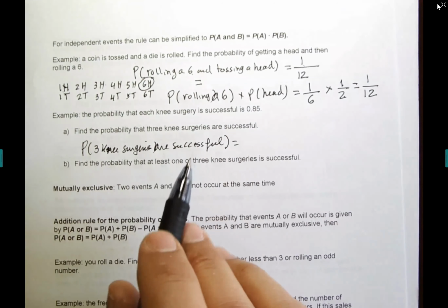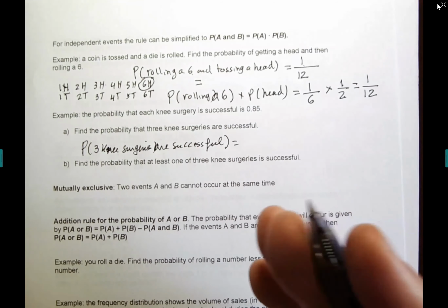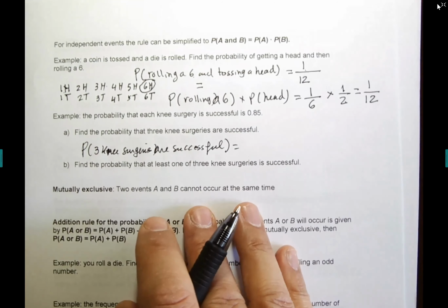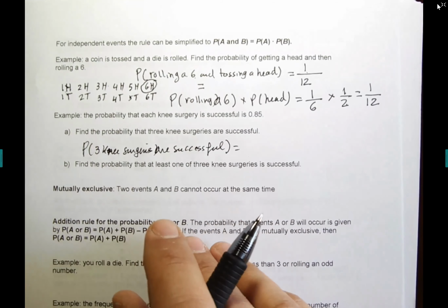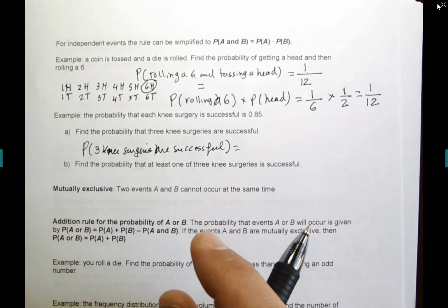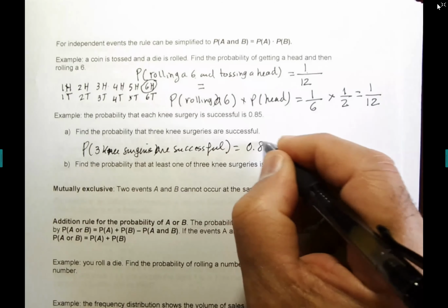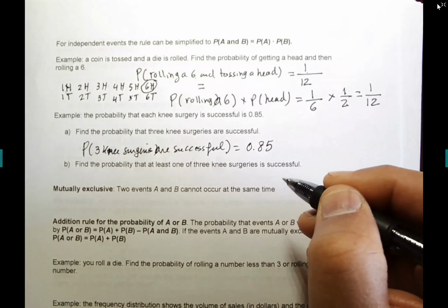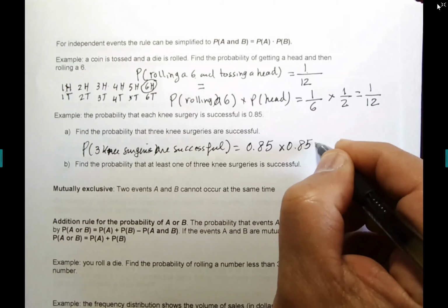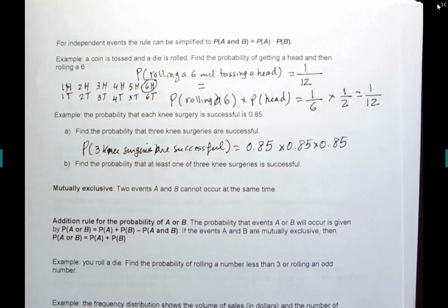You guys agree that those 3 patients are independent of each other. They come from different places. They'll be put in different rooms. So these are independent. If they are independent, guys, since we're doing 3 surgeries, find the probability of success of each surgery and multiply them all together. Well, we know the probability of success is 0.85, right? For the first patient, times 0.85 for the second patient, and times 0.85 for the third patient.